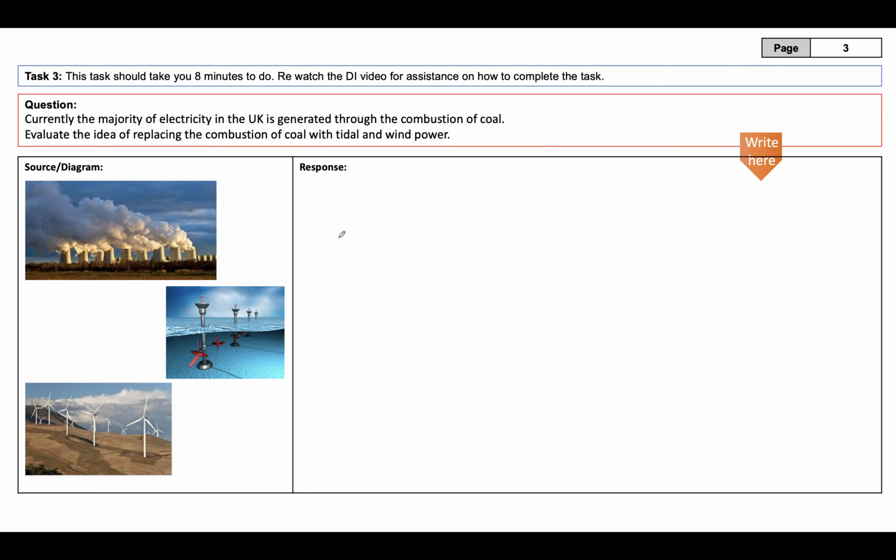Okay, the last independent practice task is just an evaluation of these 3 methods. So we have coal at the moment, we have tidal, and we have wind. So all I would like you to do is give me the 7 points for each of these 3 things, and then I want you to evaluate it. So an evaluation is an offering of your opinion. So which one do you think is best, and give me 1 reason.